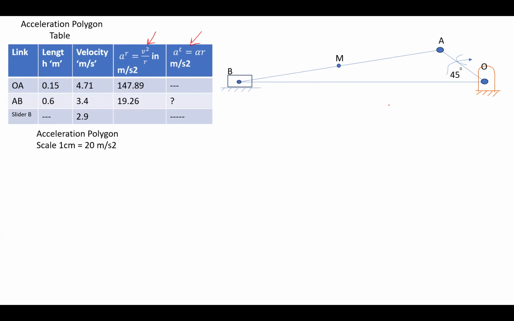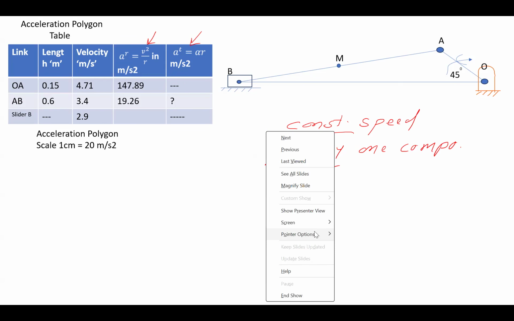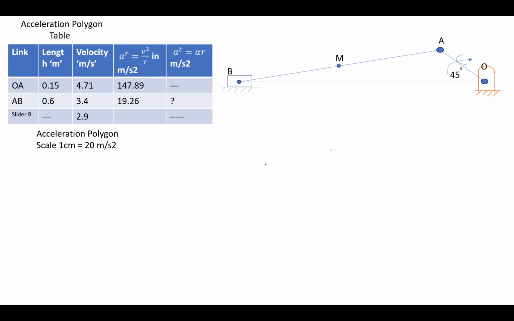So remember this: for the first link, that is the crank, if the crank is rotating with constant or uniform speed, then it will have only one component of acceleration, and that is the radial component. If it is not rotating with uniform speed, then that crank will have two components, radial as well as tangential. Remember this. And the slider will have only one component, that is the line drawn parallel to the line of stroke of the slider. This you have to remember for all numericals.